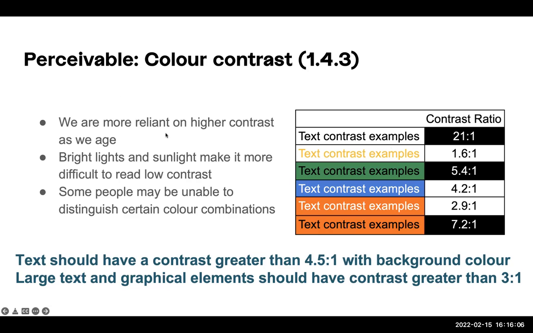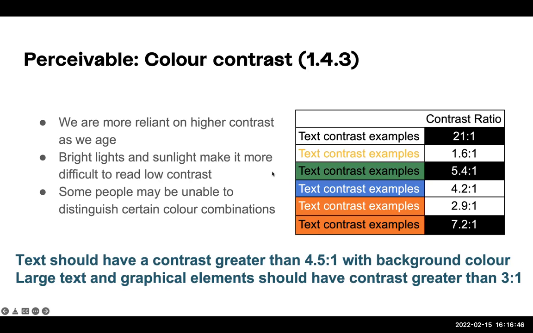We are more reliant on higher contrast as we age. That's one fact. As we age, we lose our sight, and we always need to perceive the content with a higher contrast. Bright lights and sunlight make it more difficult to read low contrast text. So this is a fact as well. Imagine this text in a sun glare or outside, it will be really hard to perceive when you try to read it. Some people may be unable to distinguish certain color combinations.